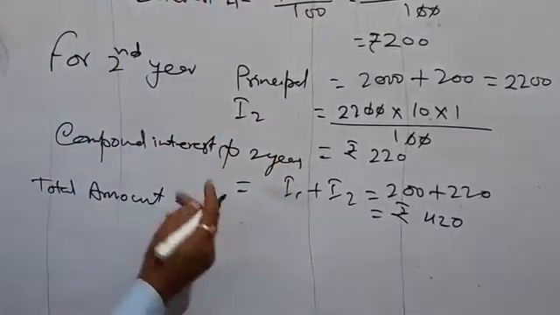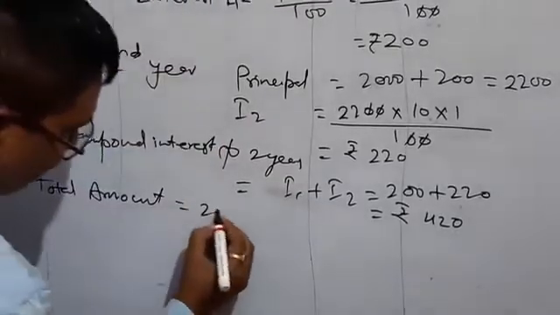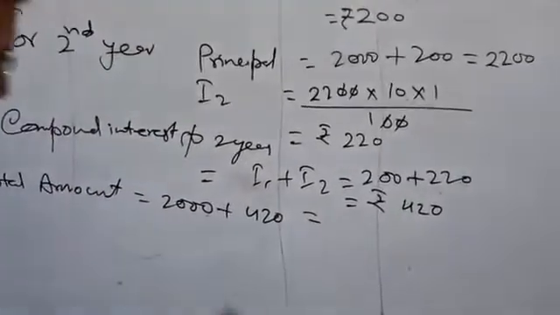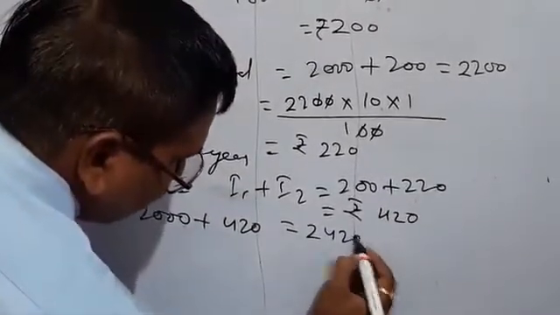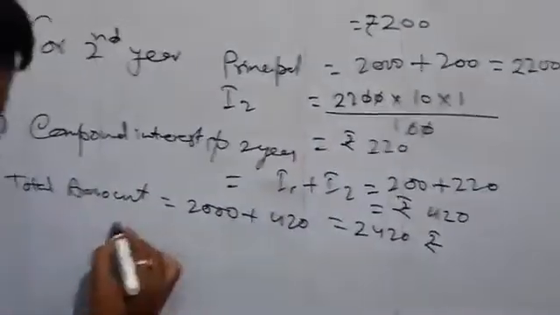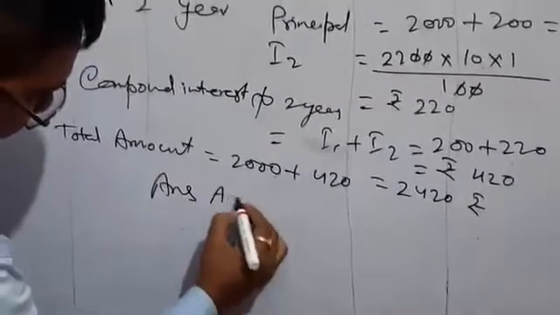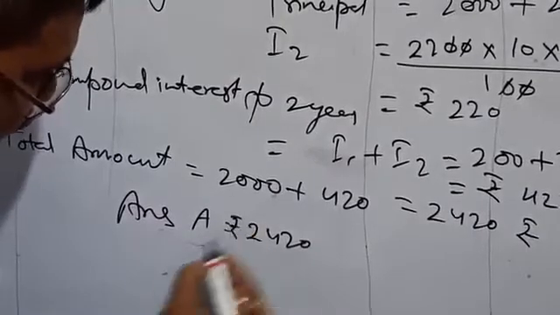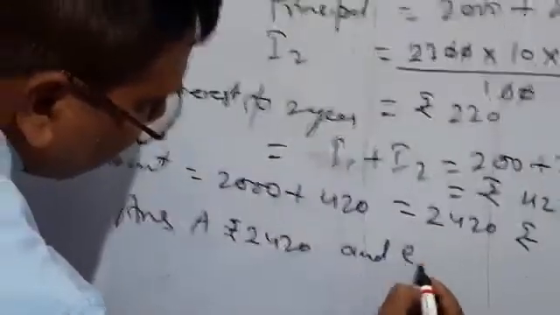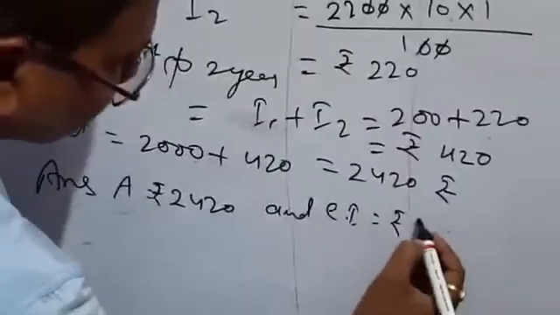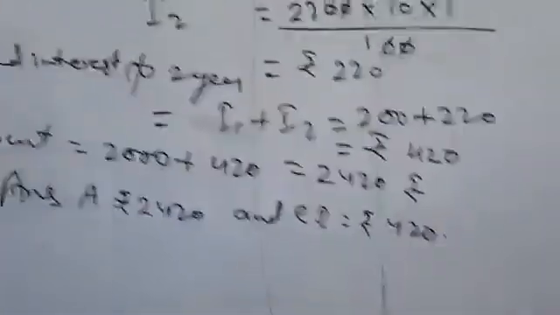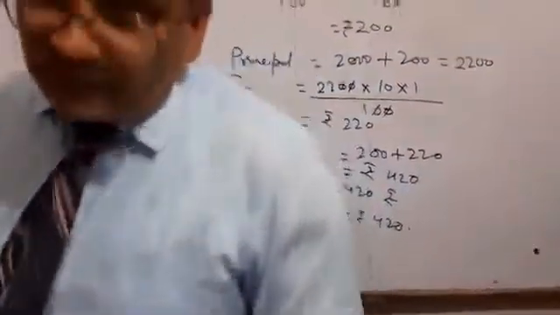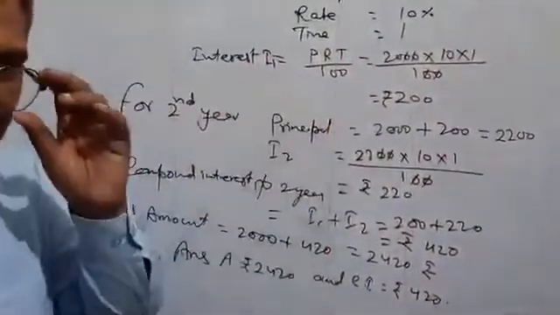Here you have principal money 2000 plus 420 is equal to your answer. Amount is equal to rupees 2420, and compound interest is 420. Okay, according to this you can solve your exercise.